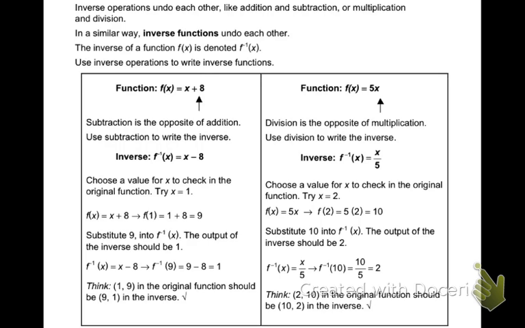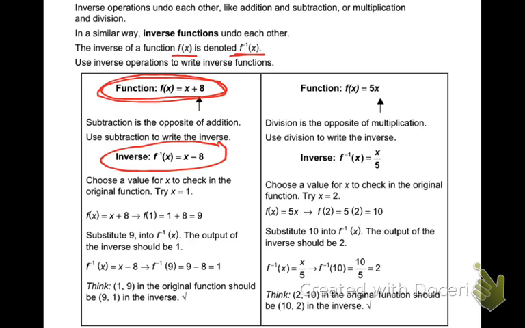Next thing we're going to talk about is inverse operations. Inverse operations undo each other, like addition and subtraction, or multiplication and division. Those are inverse operations. In a similar way, inverse functions undo each other. So use inverse operations to write inverse functions. The inverse function of f of x is denoted by f inverse of x, so it's f to the negative 1 power of x. If I give you the function f of x equals x plus 8, what's the inverse of addition? The inverse of that is f inverse of x equals x minus 8. So we're just doing opposite signs here.